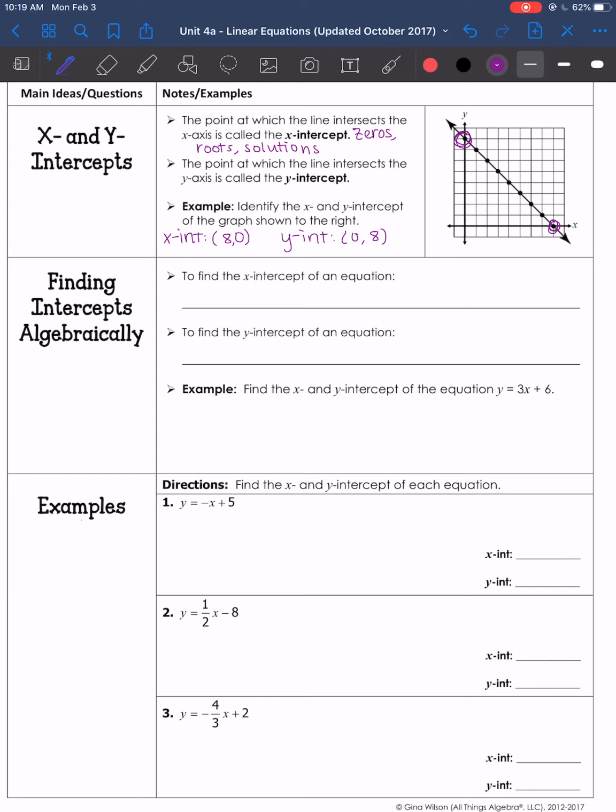So to find the x-intercept of an equation algebraically, or not graphing it, you're going to set y equal to 0 and solve for x. And to do it for the y-intercept, you're going to set x equal to 0 and solve for y.